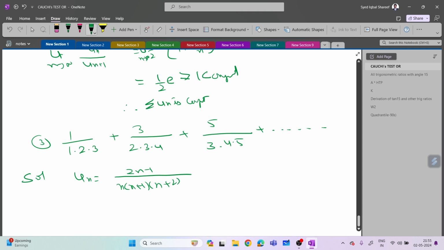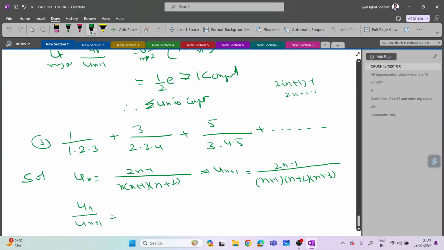So what is un plus 1? Wherever n is there, you are writing n plus 1. So it will be n plus 1, n plus 2, n plus 3. And here in the place of n, you are writing 2 into n plus 1 minus 1. 2n plus 2 minus 1 is 2n plus 1. So now what we have to do, un by un plus 1.